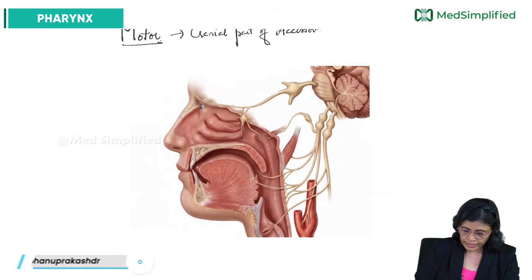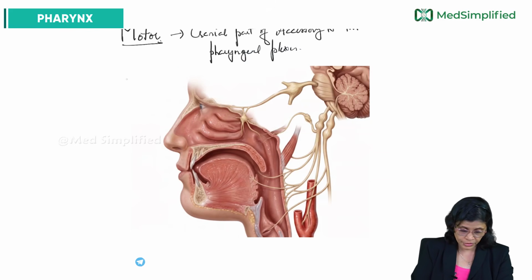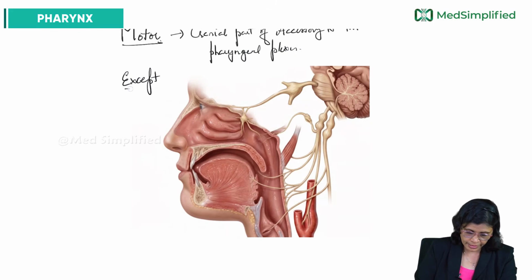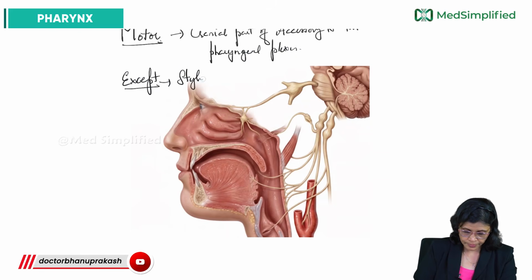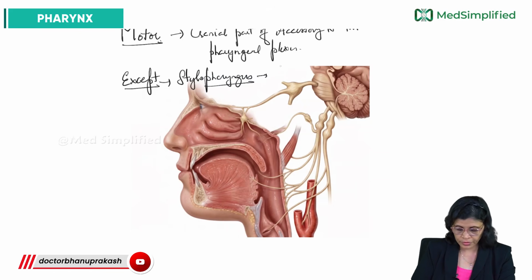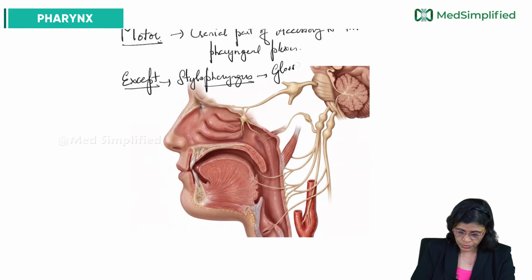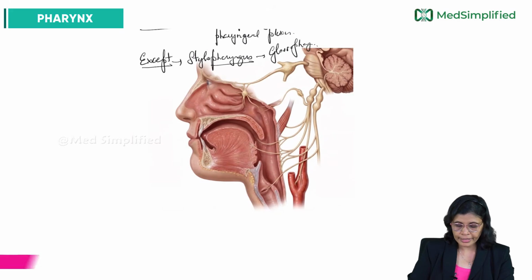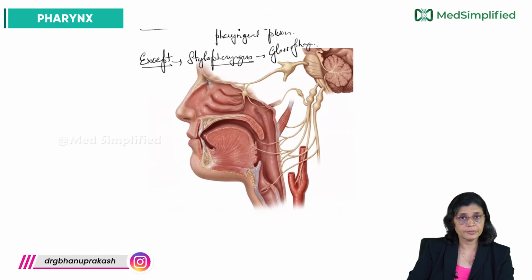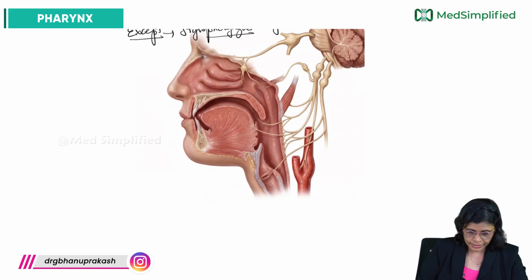through the pharyngeal plexus, except for the stylopharyngeus, which I already mentioned. Stylopharyngeus is supplied by which nerve? The glossopharyngeal. So stylopharyngeus alone is supplied by the glossopharyngeal nerve. In addition to that, the inferior constrictor muscle is also supplied by the recurrent laryngeal nerve.